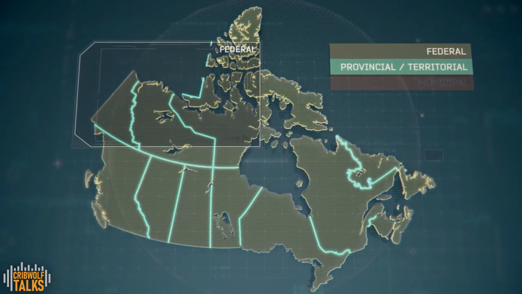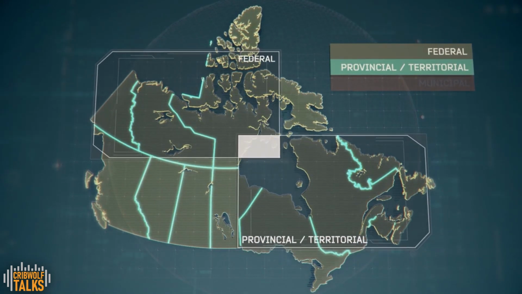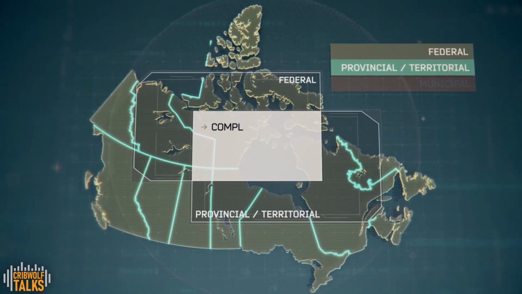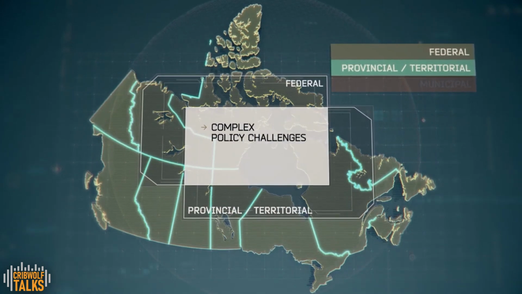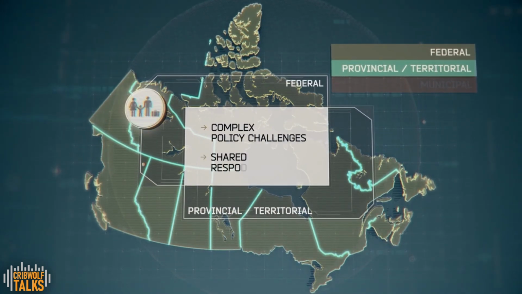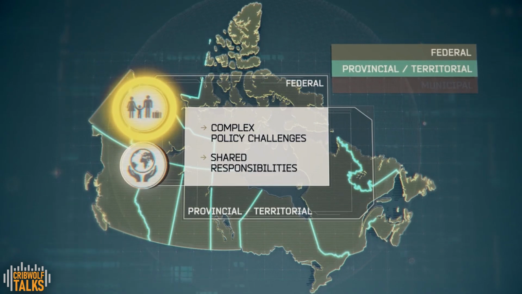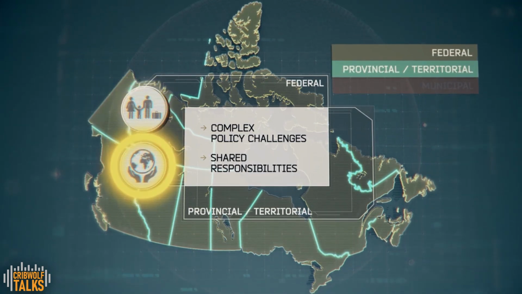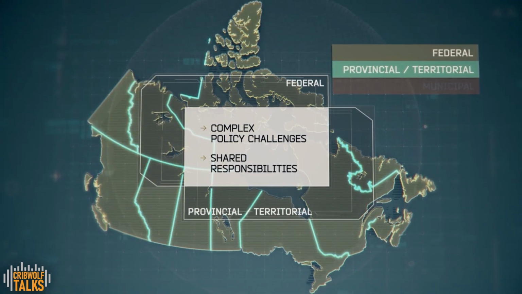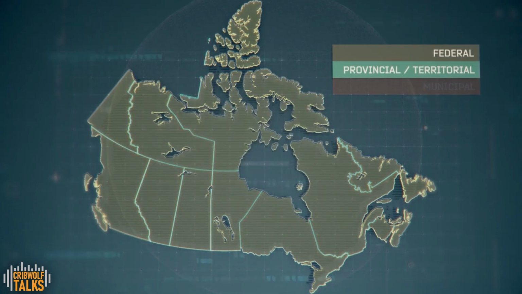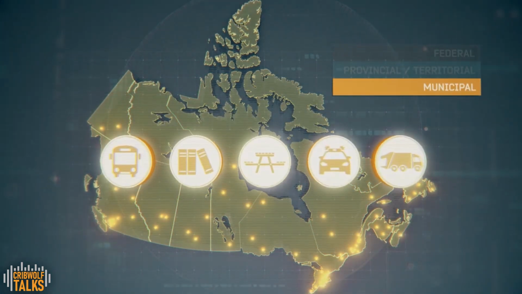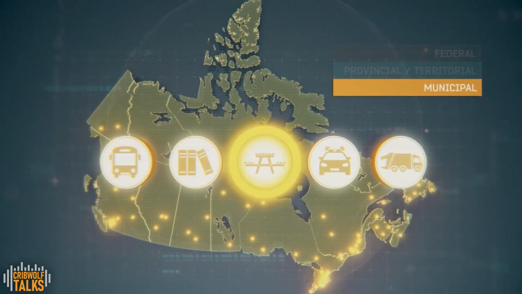Sometimes the federal, provincial, and territorial governments come together to work on complex policy challenges or to collaborate on areas where responsibilities might overlap, such as immigration or the environment. Provincial and territorial governments also delegate some of their powers to municipal governments, including the management of local services like public transit, libraries, and city parks.